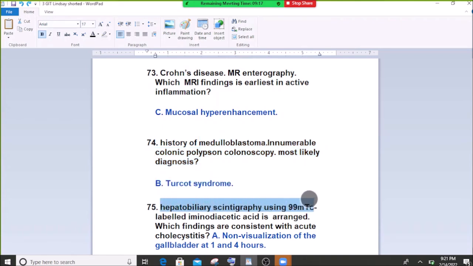75. Hepatobiliary scintigraphy using Tc-99m labeled iminodiacetic acid, which findings are consistent with acute cholecystitis? Non-visualization of the gallbladder at 1 and 4 hours. In hepatobiliary scintigraphy, cholecystitis shows non-visualization of the gallbladder at 1 and 4 hours.